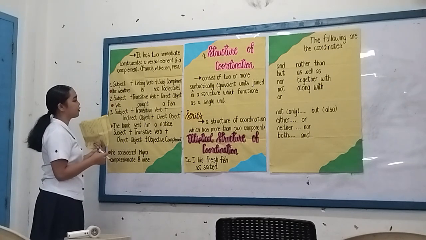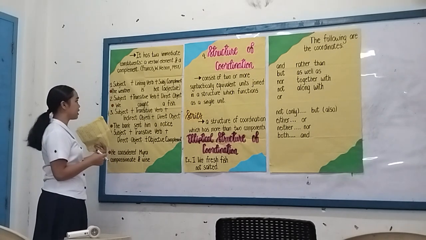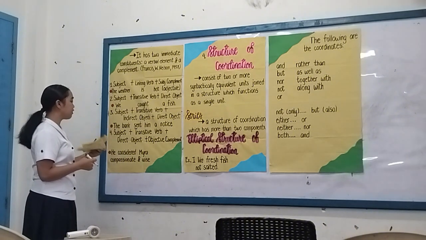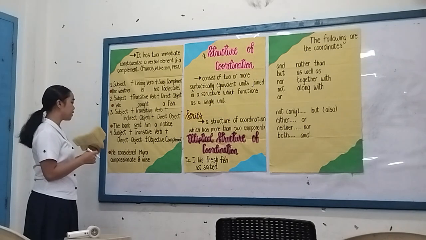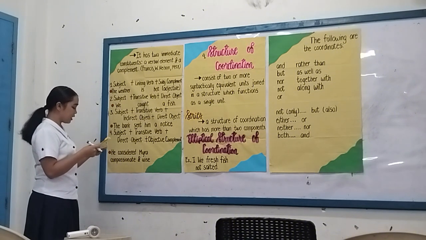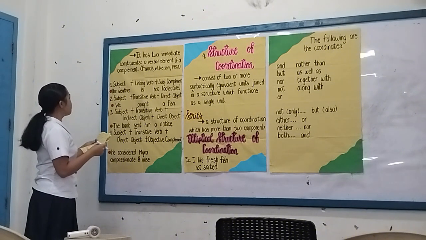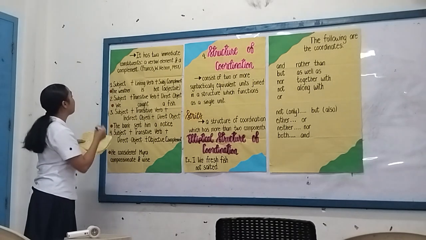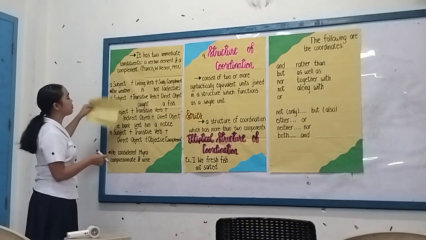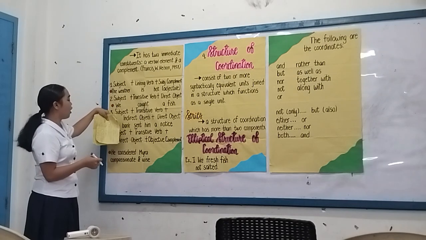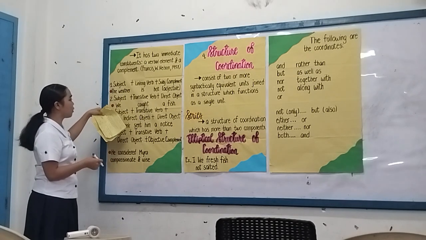When we say subjective complement, it describes the subject itself and it usually follows the linking verb. Whereas the objective complement describes the object, or the receiver of the action, or the direct object. So in the structure of complementation, the subjective complement usually follows a linking verb, and then the objective complement follows a transitive verb or the direct object.